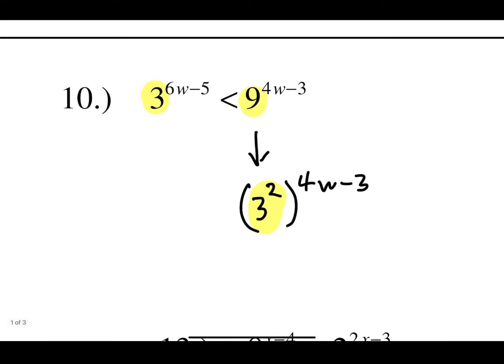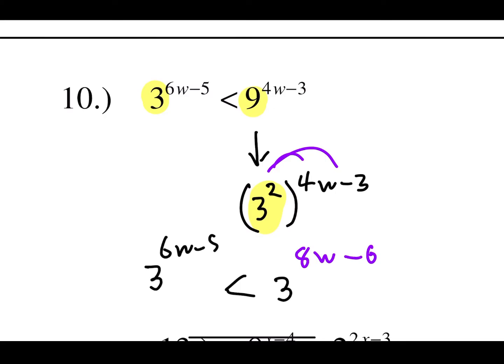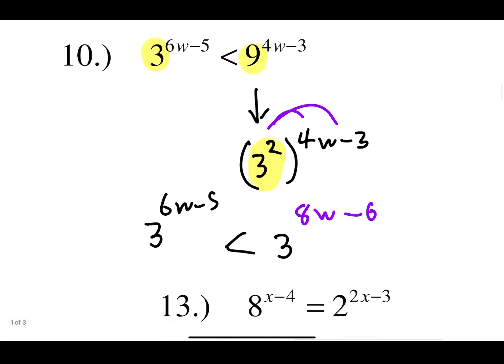When we do that, we combine this exponent 2 and the exponent 4w minus 3 by distribution, by multiplying. So we have 2 times 4w is 8w, 2 times negative 3 is negative 6, and we should have, on the right side of the inequality, 3 raised to the power of 8w minus 6 is greater than 3 to the 6w minus 5. So now the bases are the same, but we have an inequality.